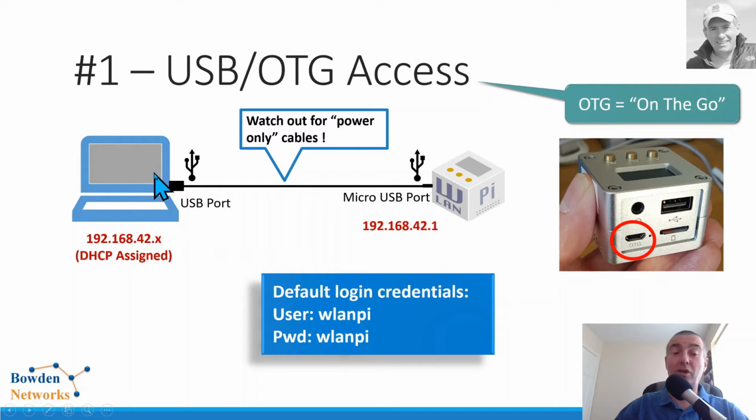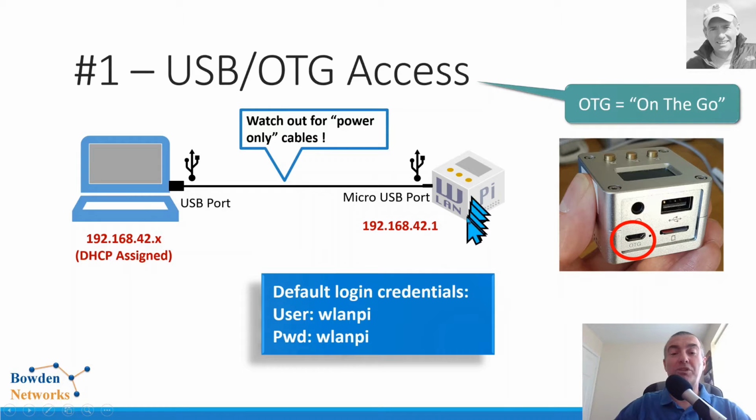What we do is connect a USB cable from our laptop, and this works for Windows and for the Mac. We plug one end of the USB cable into the laptop, and at the other end we have a micro USB plug, which we plug into the socket marked OTG here. Once we connect the USB cable from the laptop to the WLAN Pi, we get an additional interface which is automatically created within our Windows laptop or our Mac, and we get a network connection between the laptop and the WLAN Pi.